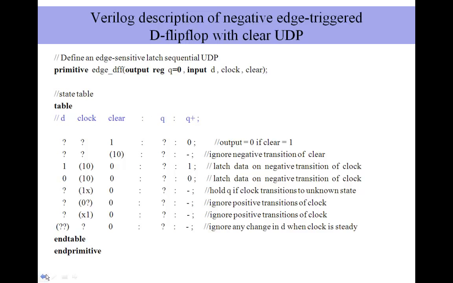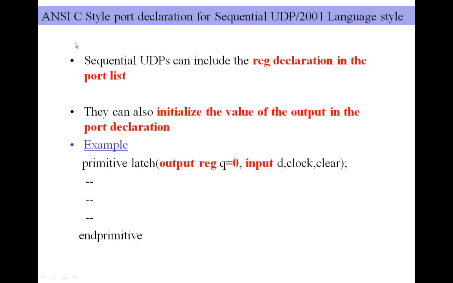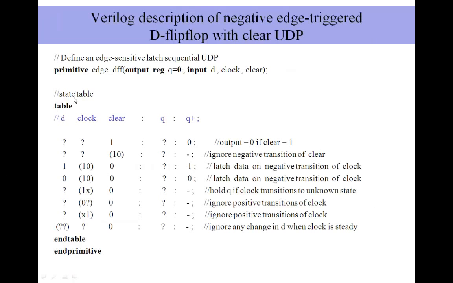We have seen what ANSI C style port declaration is. If we do it this way, within parentheses output reg, and this output is initialized, and then the input keyword is used, this is called ANSI C style port declaration. Now here it is not required separately again to do a type declaration, reg, and an initial procedural construct to initialize the Q. It is not required. We have done it here.